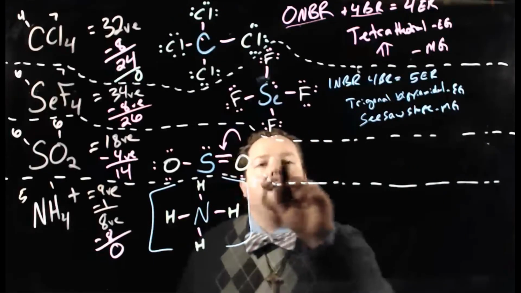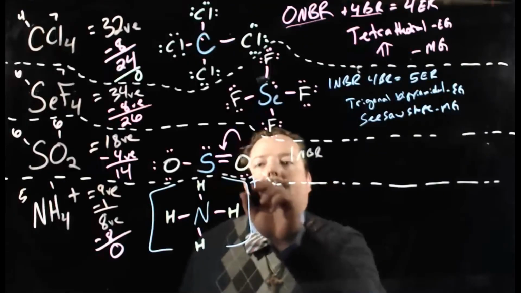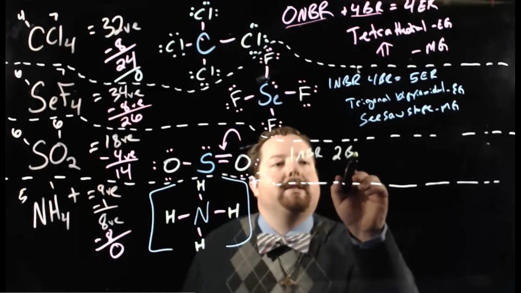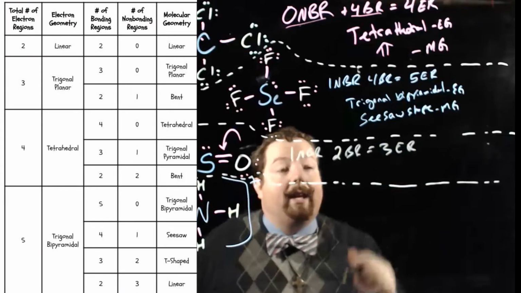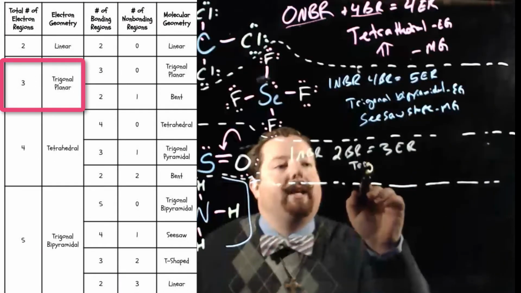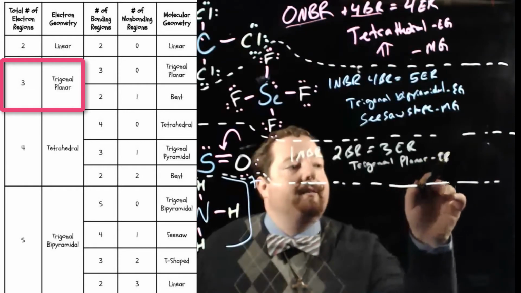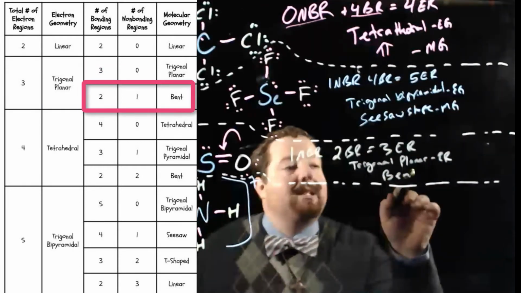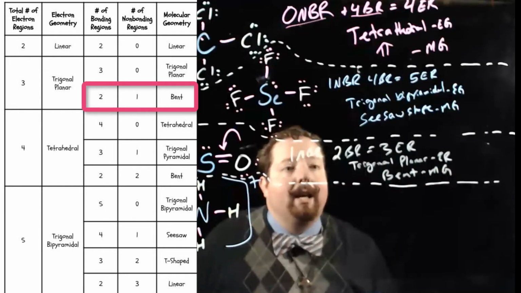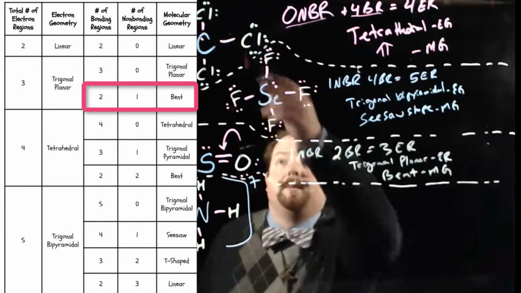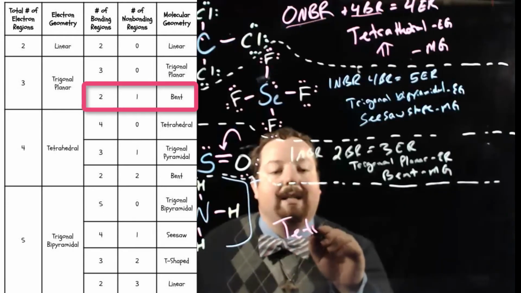Okay, next we'll do sulfur dioxide. We have 1 non-bonding region. We have 1, 2 bonding regions for a total of 3 electron regions. That tells us we have a trigonal planar electron geometry, which means we have a bent molecular geometry because we have 1 non-bonding region. And last but not least, this one's just the same as this one up here. It's all going to be tetrahedral.